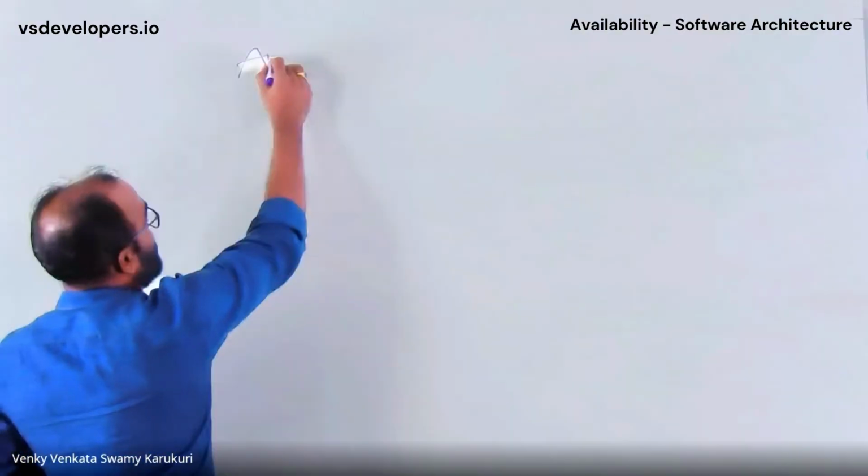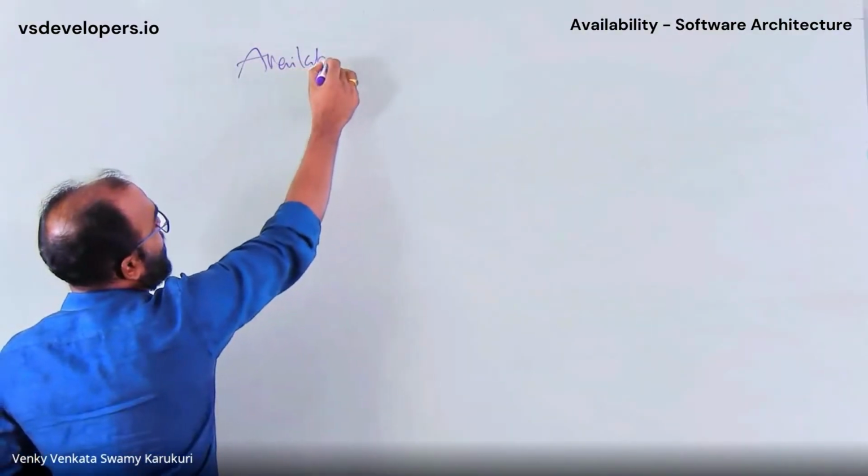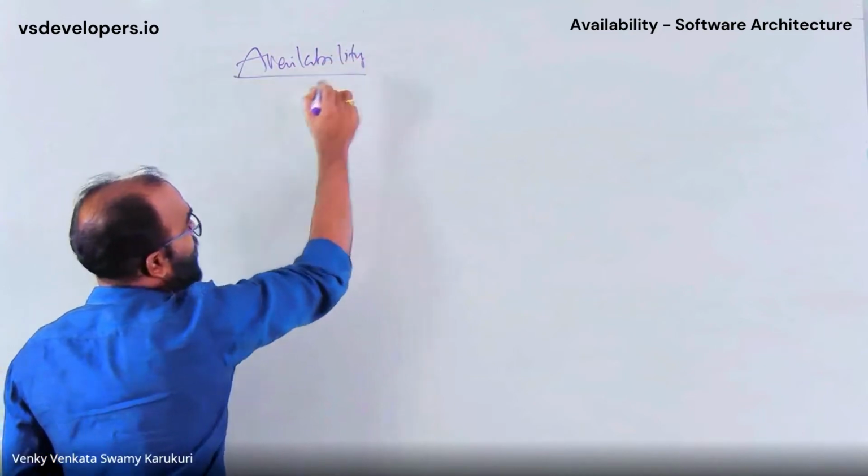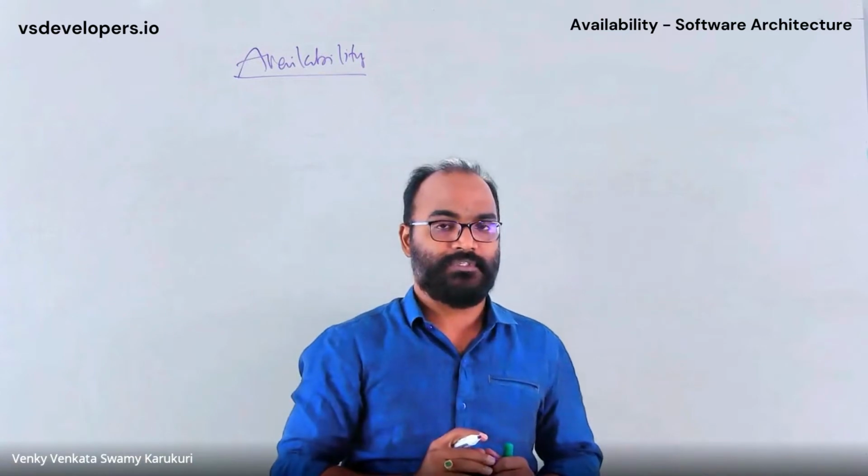Availability is making the system up and running for users' requests. When users request, you should be able to respond, which means you should make your system up and running all the time. But is it possible to make a system up and running 24 by 7 without any interruptions? Theoretically, yes, it is possible.